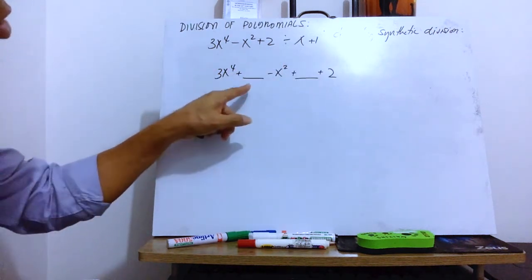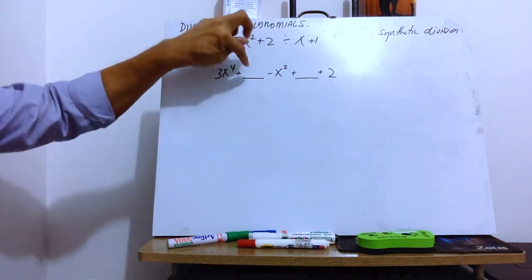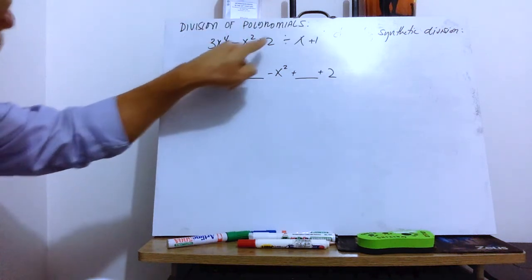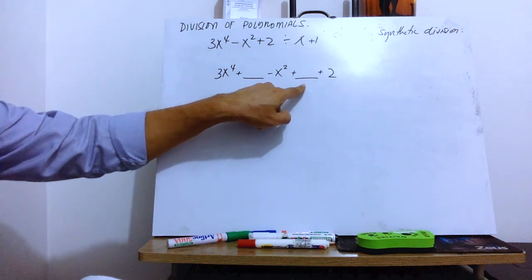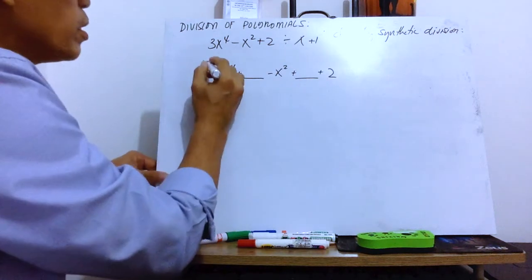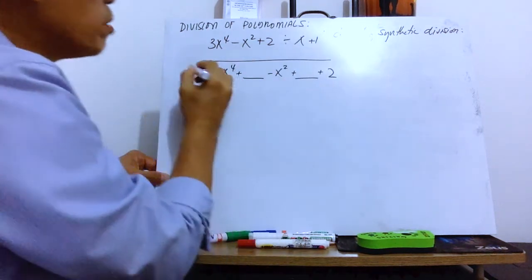So there's no x cubed term, so I have to reserve a space for that. There's no x term, so I have to reserve a space for that also. That's how you do it. And then divide by x plus 1.